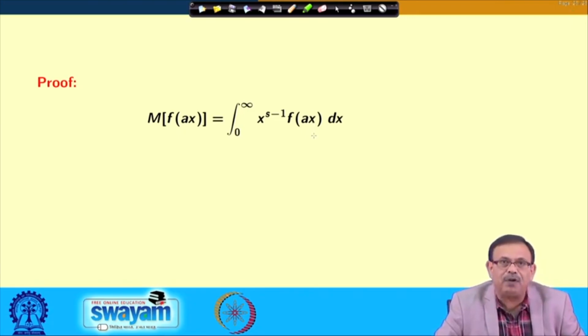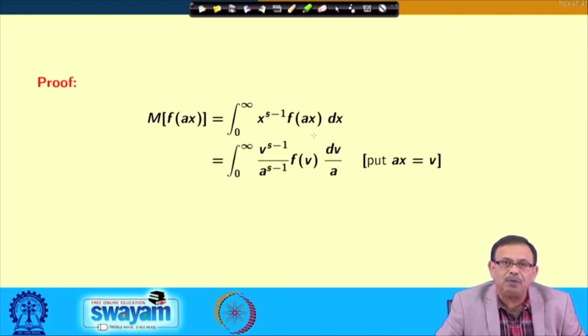The Mellin transform of f(ax) equals the integral from 0 to infinity of x to the power s minus 1 f(ax) dx. Substituting ax equals v, you obtain the integral from 0 to infinity of v to the power s minus 1, a to the power s minus 1, f(v) into dv by a. This I can write as 1 by a to the power s, integral from 0 to infinity of v to the power s minus 1 into f(v) dv. This integral is nothing but the Mellin transform of f(x). So I can write it as a to the power minus s into F bar(s).